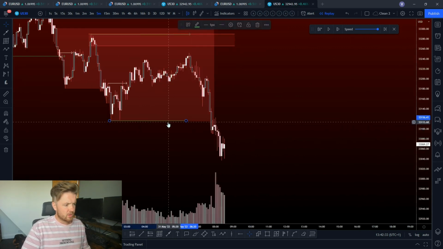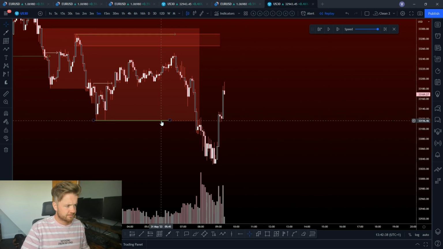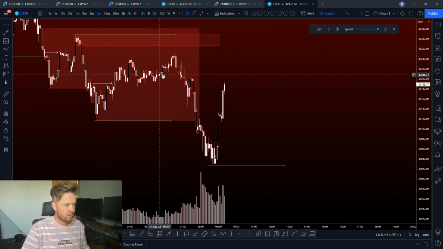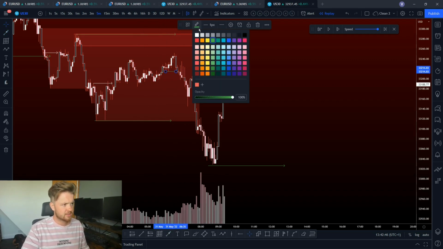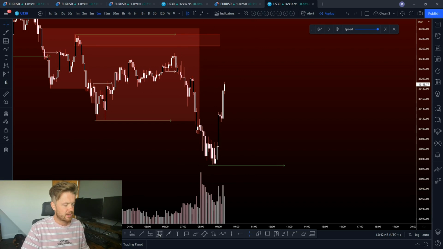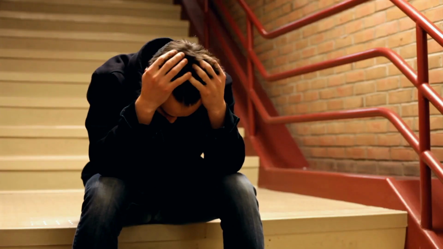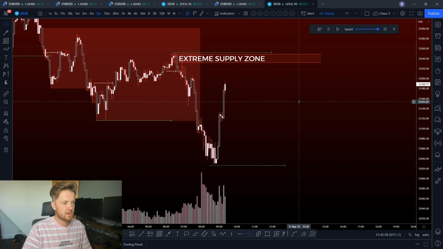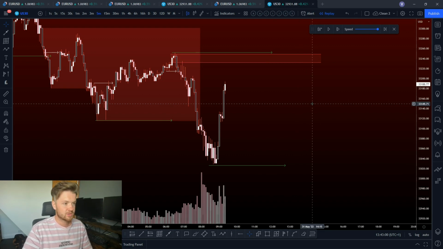The swing low has been broken. We will wait for a break of structure to the upside, like so. We follow price back. You add structure breaks to the upside, structure breaks to the downside. Now this is an extreme demand zone. So this, let me just delete that. This actually now becomes the new extreme demand zone, a supply zone.